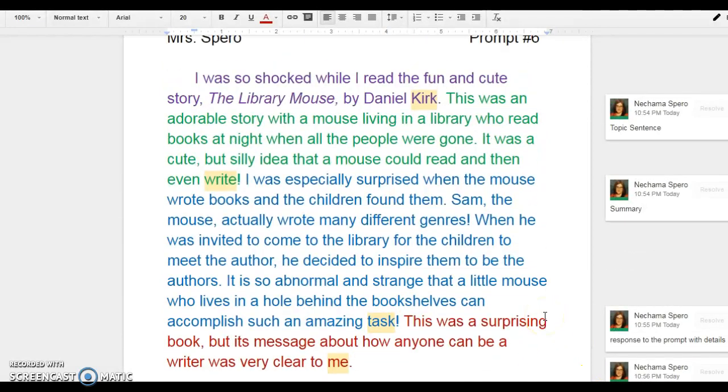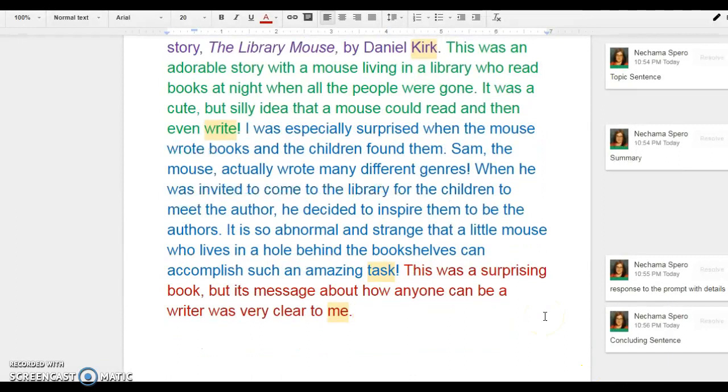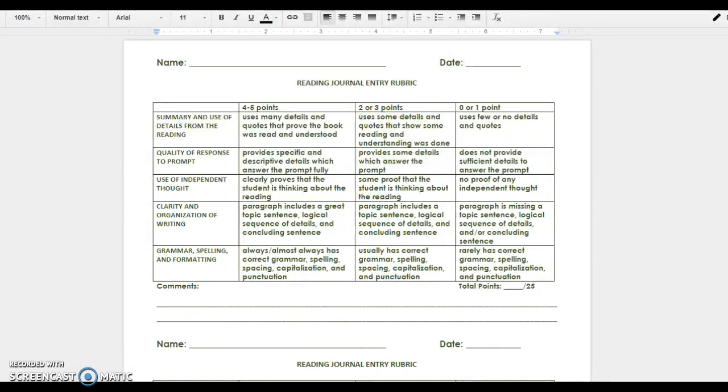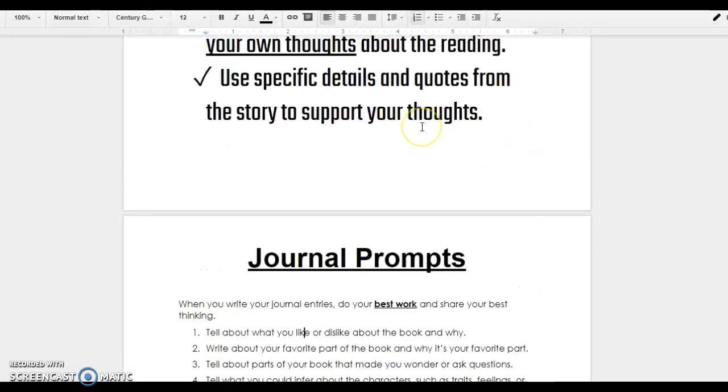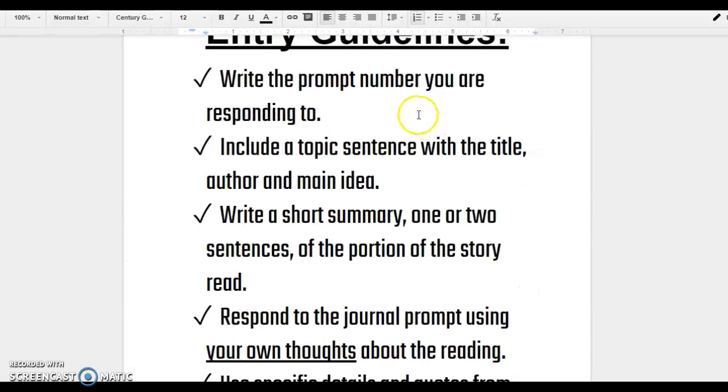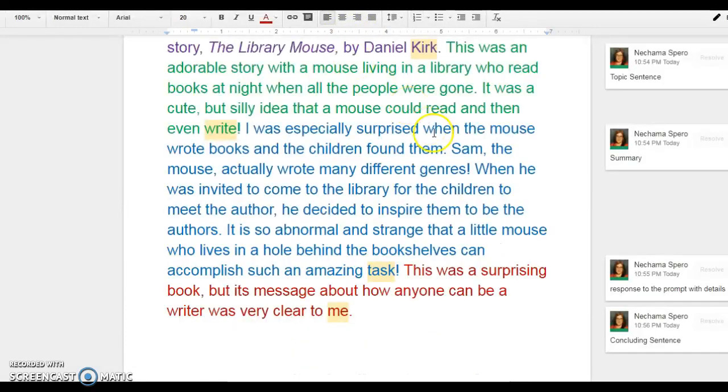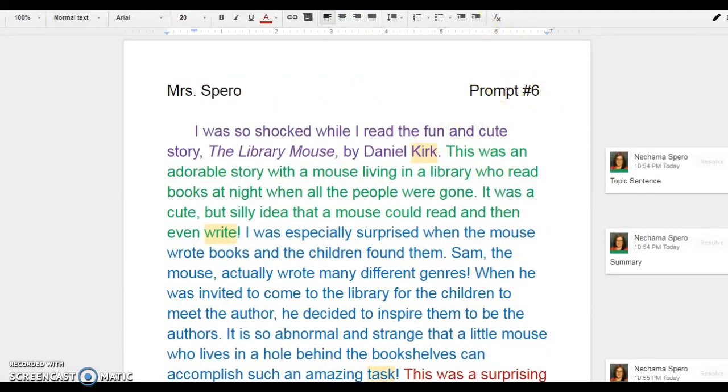Now, we had mentioned before that the journal entry needs to have 5 components. I only see 4, but I believe we combined 2 of them with the response to the prompt with details. Let's go back and double check we've hit all the requirements. So, start from the top. We wrote the prompt number. Oh, yes. See, that was the first one. We didn't actually make a comment for that because that was pretty obvious. The prompt number was right here on top.